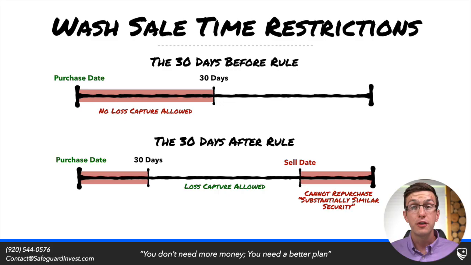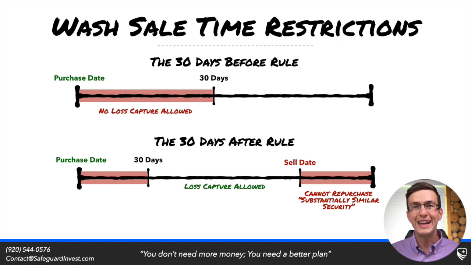Now, the first thing that's important to understand about wash sales is the time restrictions around this. The 30 days before rule essentially says that you cannot capture a loss within 30 days of buying into any given investment. So let's say that we bought into Google and Google had earnings and immediately dropped by 15% the following day. Well, we cannot sell out of Google that following day, capture a 15% loss, and gain a capital loss that we can offset with.